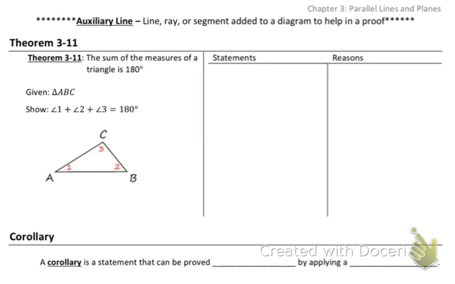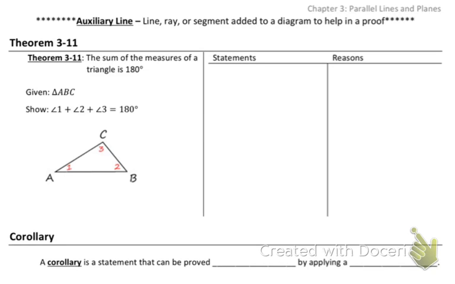So Theorem 3.11 says the sum of the measures of a triangle is 180. You need to know that fact. All right, you need to know that fact. I don't care if you say it's Theorem 3.11 that says it's 180, or just say a triangle equals 180 degrees. At some point, it should just be ingrained in you that a triangle equals 180 degrees. All right, we're going to go ahead and prove that.